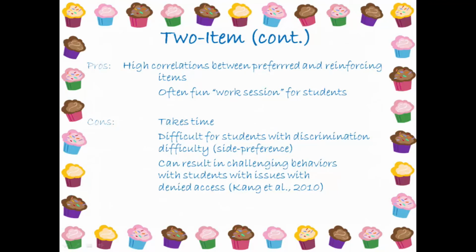Some pros of the 2-item forced choice assessment are that there is a high correlation between preferred and reinforcing items at the top of the hierarchy. Often, work sessions in which preference assessments are presented are considered very fun for students. A con is that this can take time, as it will probably take multiple sessions before completing all the pairings. It can be difficult for students who have challenges with discriminating sides. It also could result in challenging behaviors with students who have issues with denied access to items.